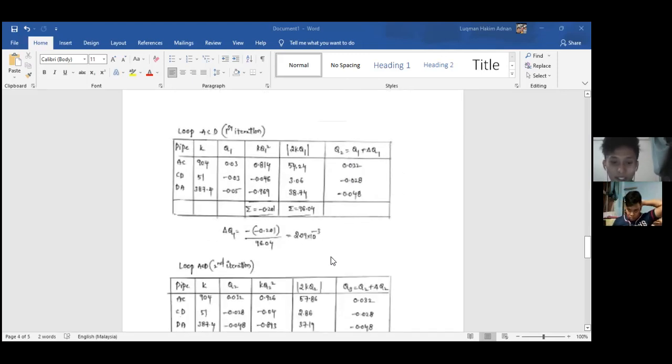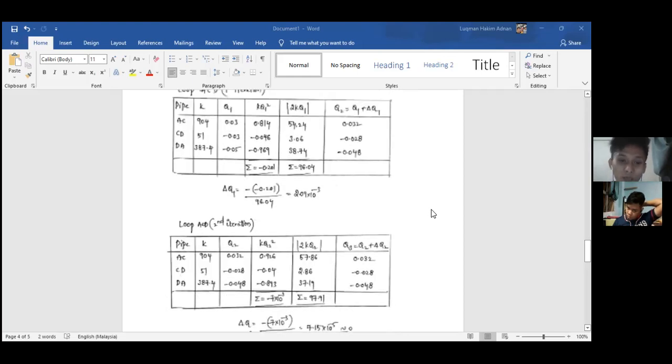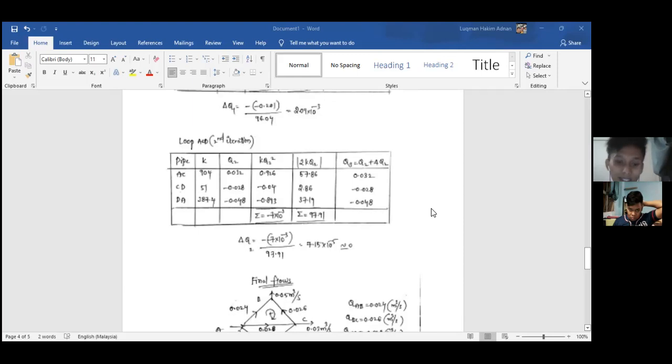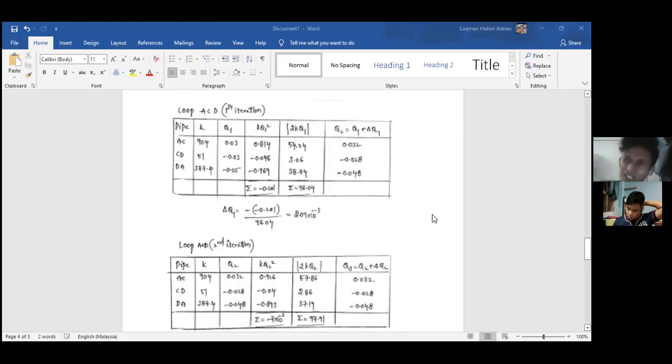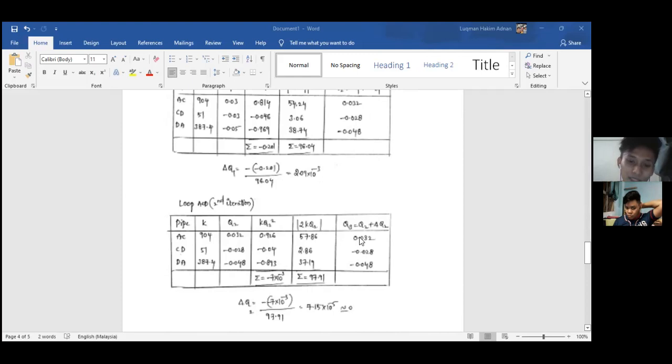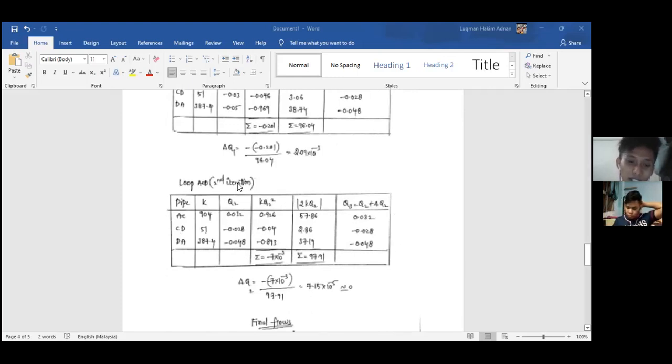So from this, the total delta Q1 for the loop ACD is 2.09 times 10 to the power of -3. We want to complete the circle, so the first one is the first iteration, and the second one is the second iteration. All of this uses the same method and the same formula. The answer for the second iteration for loop ACD is 7.15 times 10 to the power of -5.